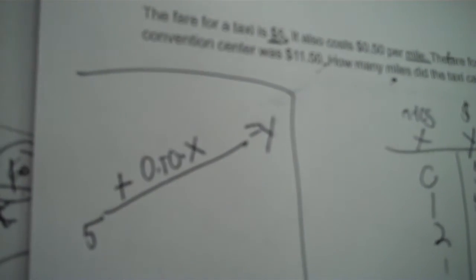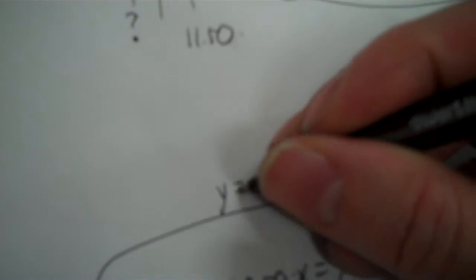So 5 plus 0.50 times X equals Y. Write out the equation. And then Y is replaced with $11.50. And then I'll be able to find the X. See, that's a question mark. So $11.50 goes in for Y.